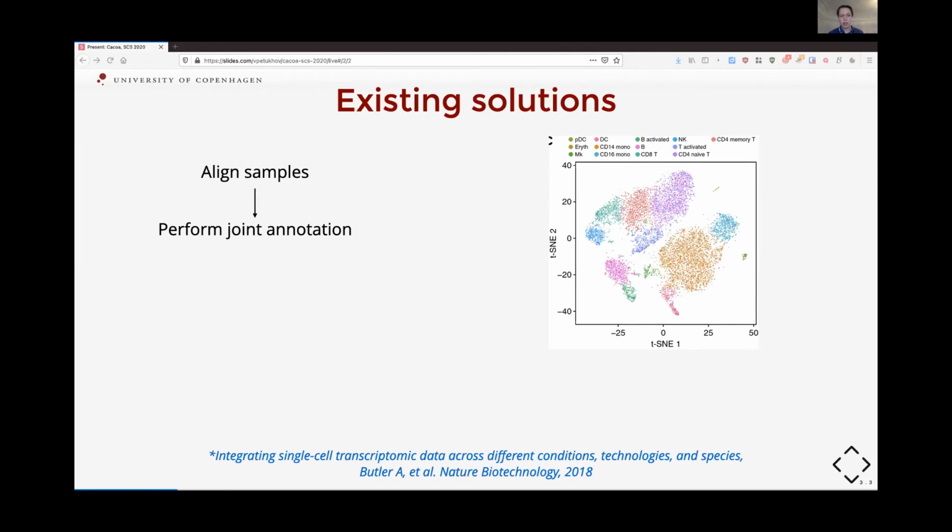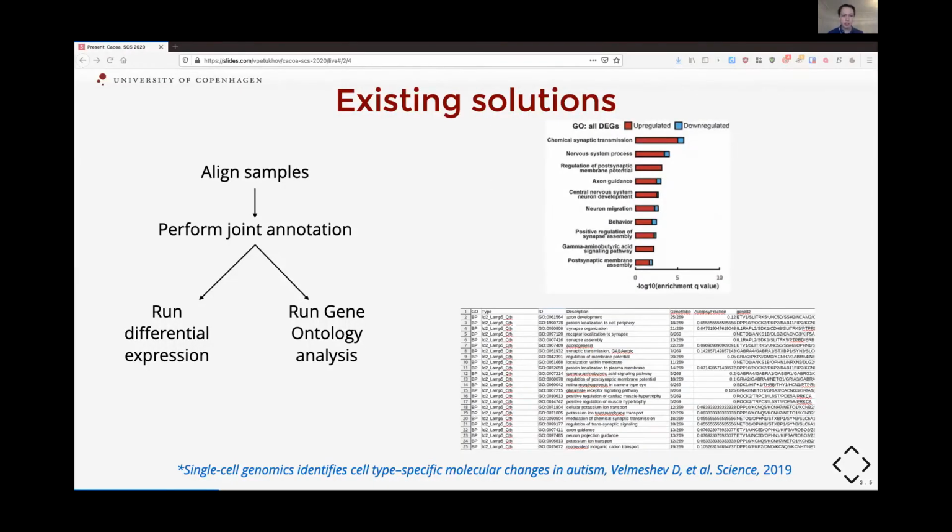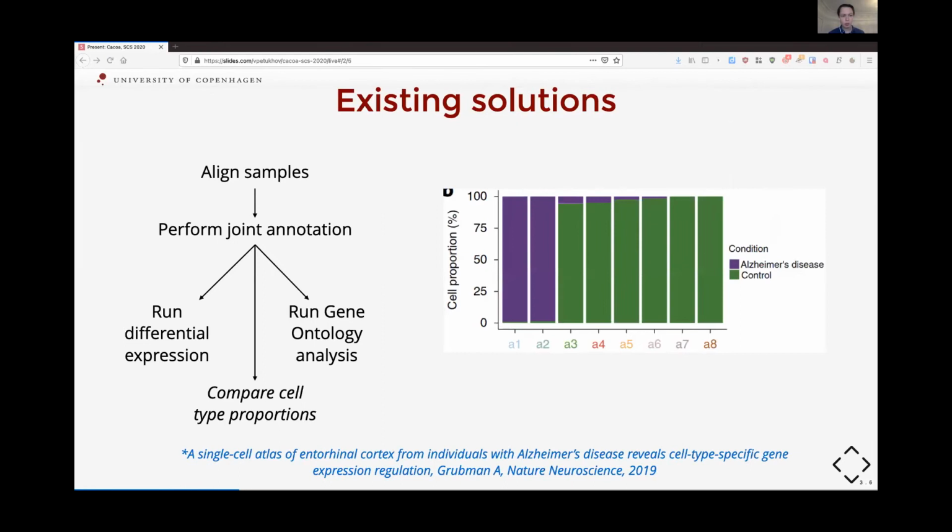Then they do joint annotation to understand what cell types are actually there. And then for each of the cell types, they do differential expression to get a list of differentially expressed genes, and do some functional annotation on these genes, and get gene ontology terms. Some papers also do cell type proportions, where they take each subtype and see the fractions of cells from a subtype from one condition and from another, and you can see it on the picture.